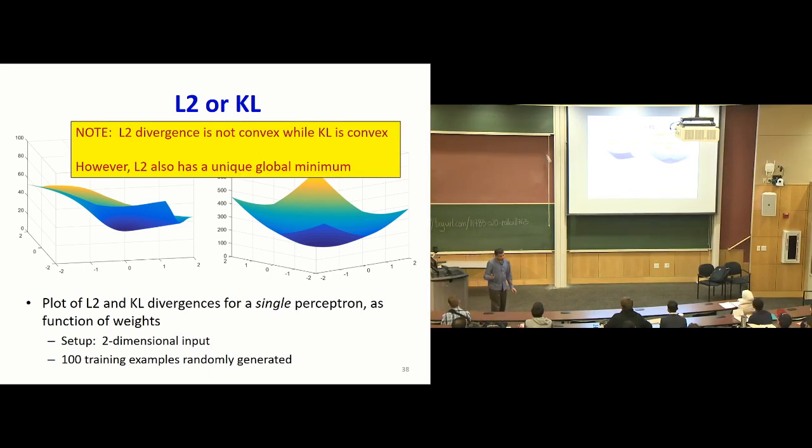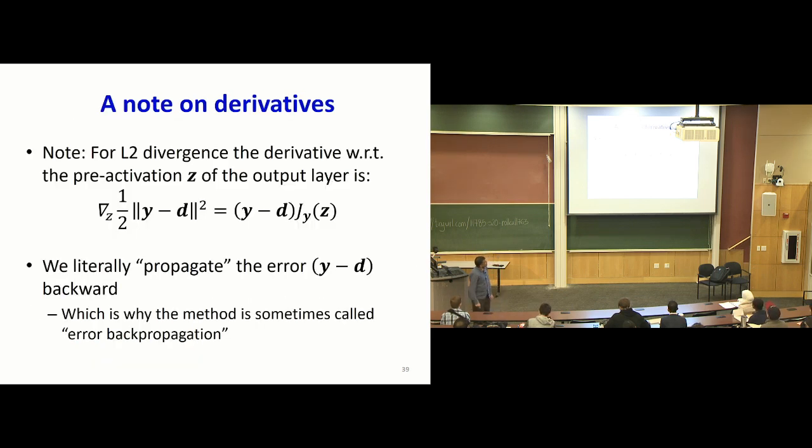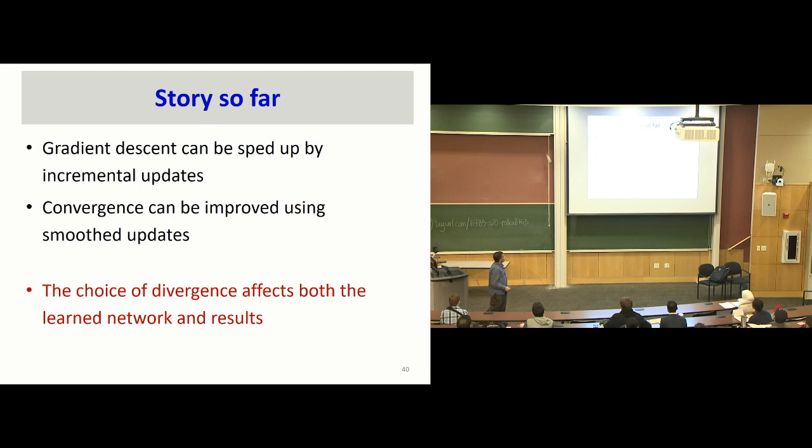So the point is, observe that L2 is not convex, KL is convex, although L2 and KL have unique global minima at the same point. Now, while at it, this is just a side note. The term backpropagation actually comes from error backpropagation. That was the original name given to the algorithm. The reason we call it error backpropagation is that when you compute the derivative of the L2 divergence with respect to y, that's just going to be the error itself, right? It's (y minus d) whole squared. You take the derivative, which gives you y minus d. And that's what kept getting backpropagated. So we call it error backpropagation.